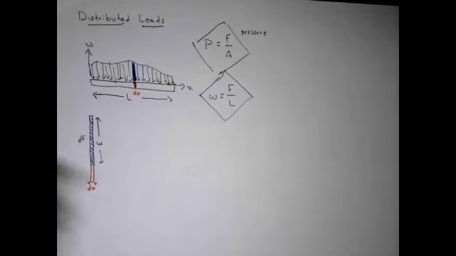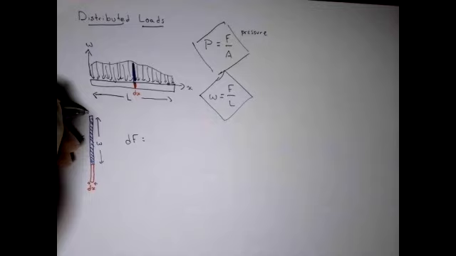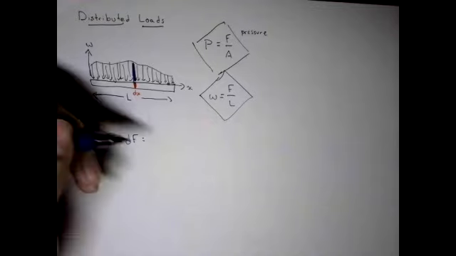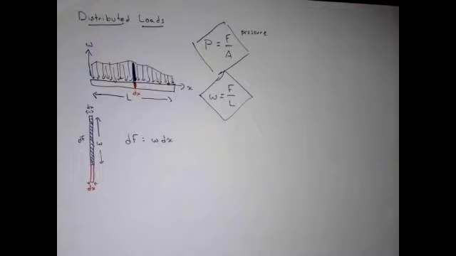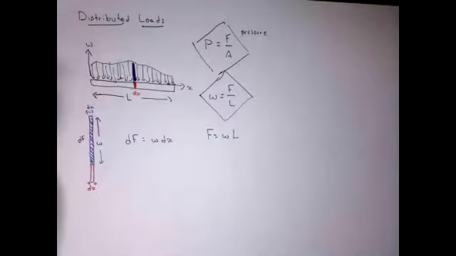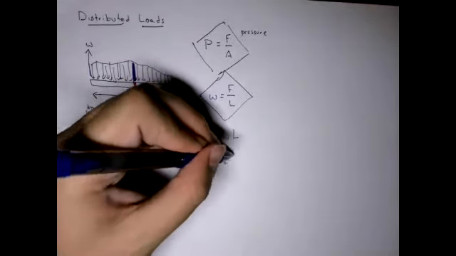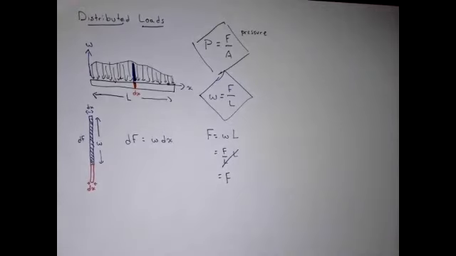And I can quantify my force by saying that my force is my W, that is force over length, times my length dx. Now, if you're not sure where those are coming from, remember, W is force over length. So in order to get force, I need to multiply W times length, because W is force over length, and therefore force is just W times length. So my tiny, tiny, tiny force dF will be equal to W times dx.